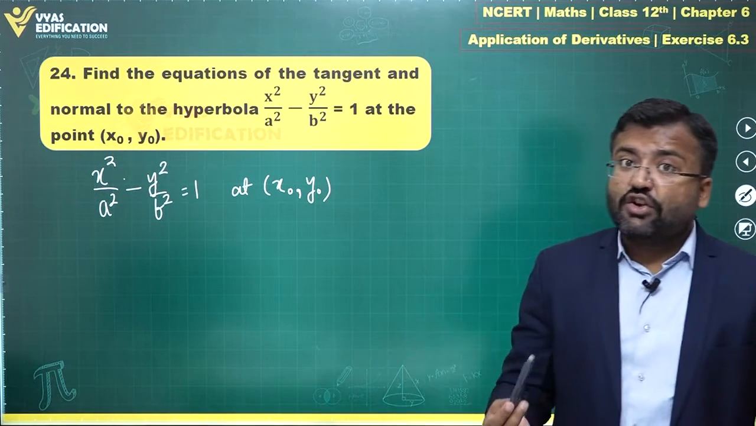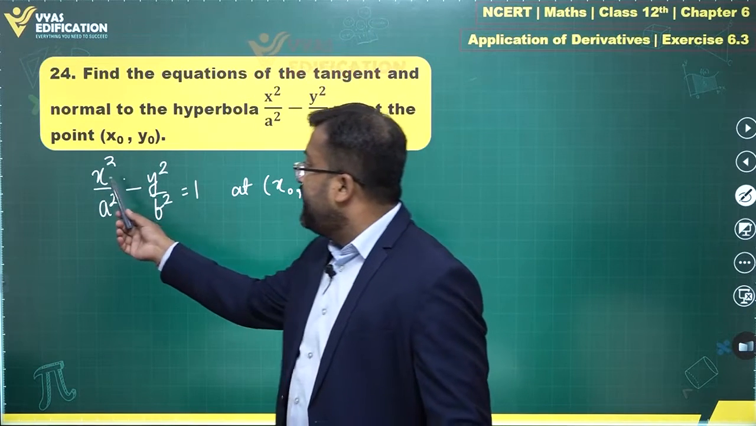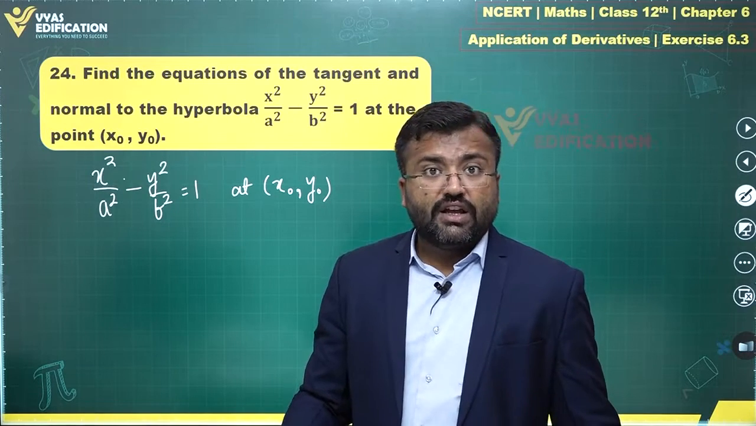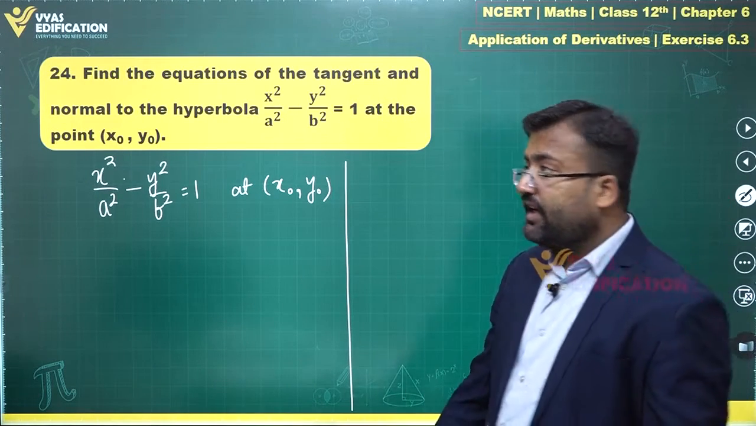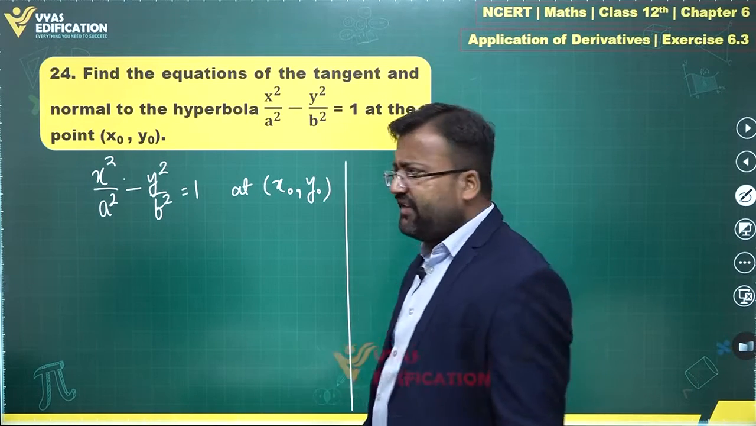Okay, but these are also standard results, right? The equation of tangent at this particular point will be x naught upon a square minus y naught upon b square is equal to 1. Let's try to prove that over here and we'll remember the results as well, right? So for finding the equation of normal and tangent, we'll have to use the derivative, right?